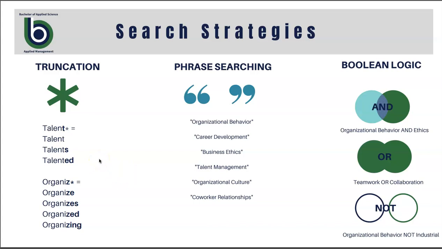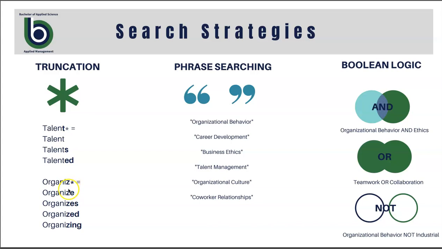You might not have been able to find something with talent, but when you use something like talented, it opened it up. And what you do is you go back to the common letters where they're all alike, in this case it's talent, and put the asterisk after it so that it gets talent, talents, and talented. Also a word you might want to look at because it's in the name of your course, organization. It could be organized, organizes, organizing, and I should have added organization.